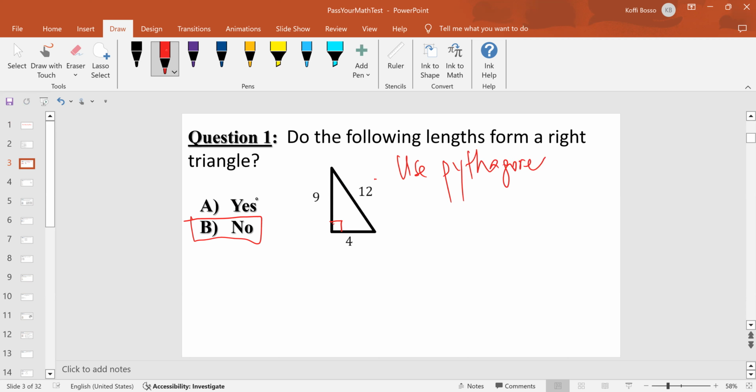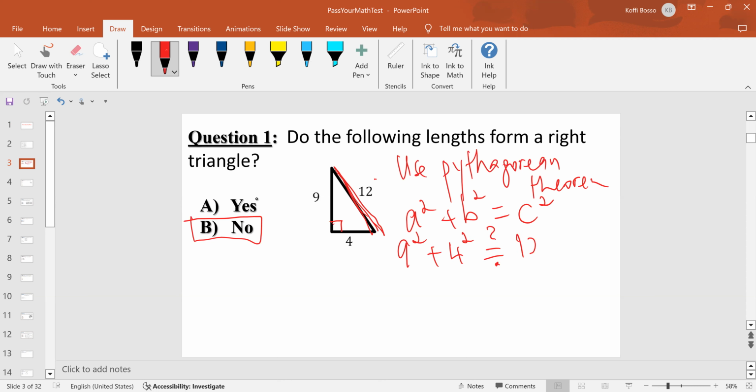Okay. So what did that theorem say? A squared plus B squared equals C squared. If this is a right triangle, that's what you're going to have. And that C is the hypotenuse. So C is this one, the hypotenuse. Okay, so we're going to do 9 squared plus 4 squared, question mark, if this is 12 squared.